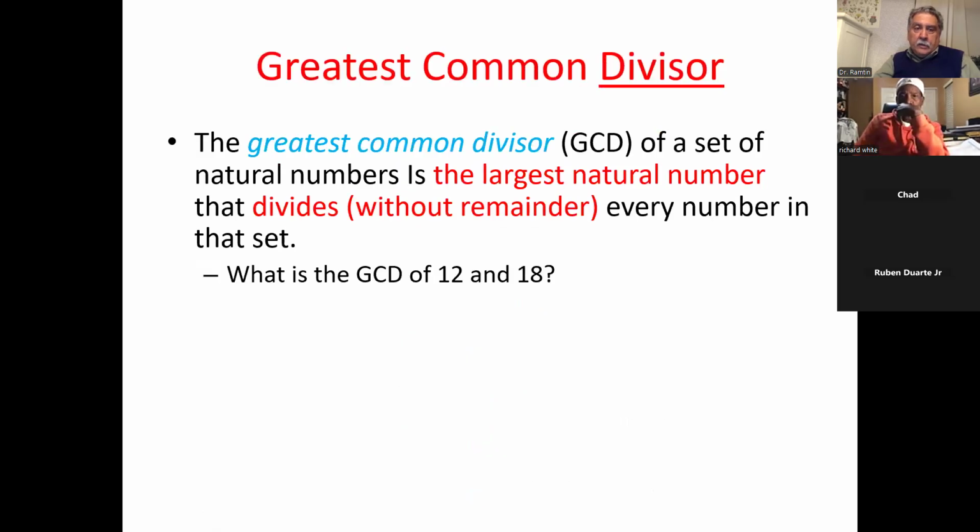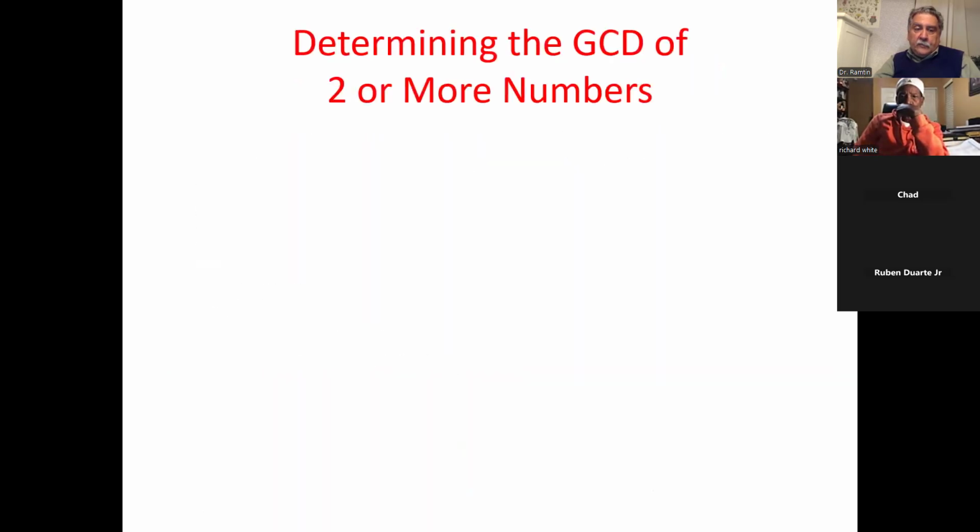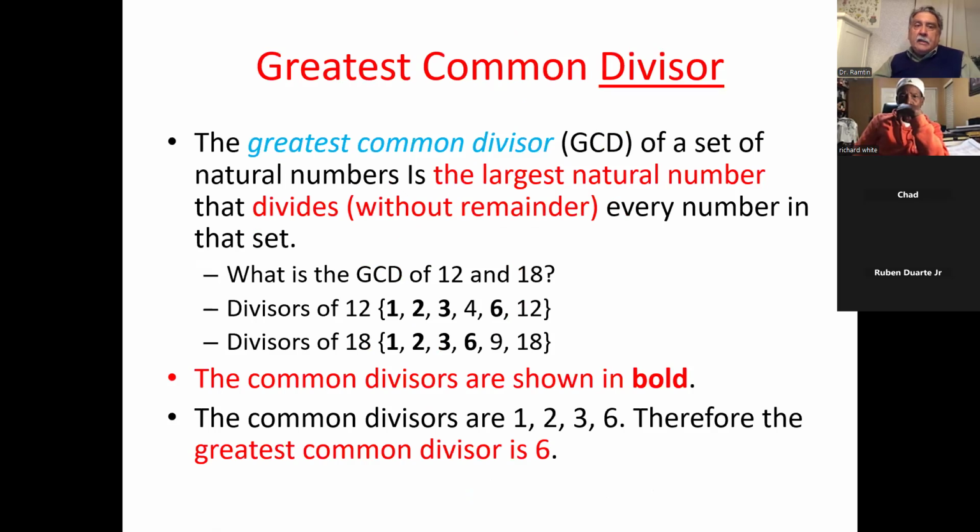We continue. Now, one of the very important things in math is finding the GCD, the greatest common divisor. The greatest common divisor, or GCD, of a set of natural numbers is the largest natural number that divides without a remainder every number in that set. For example, what's the GCD of 12 and 18?